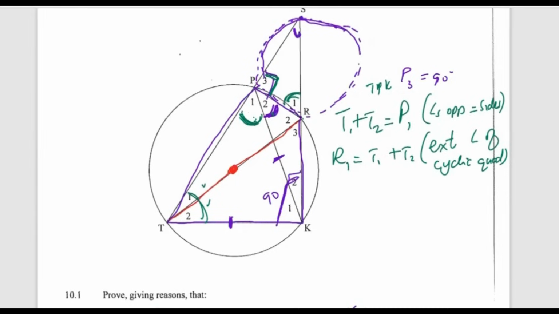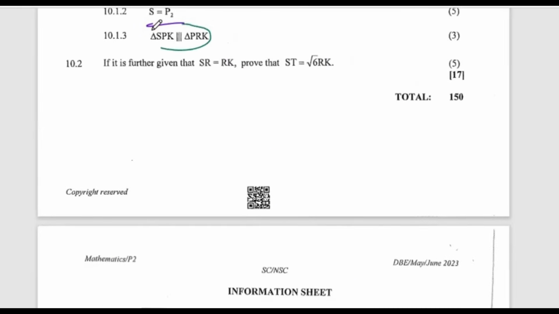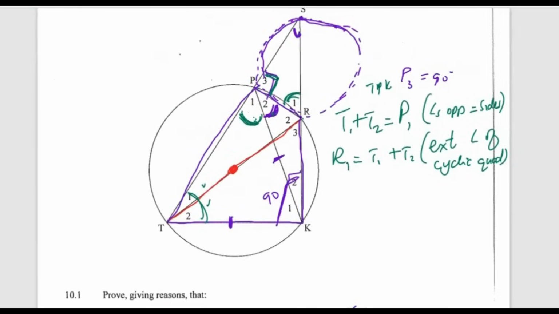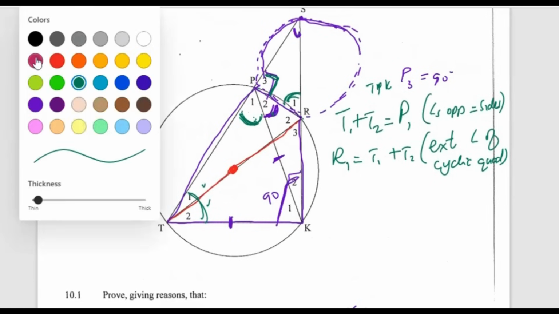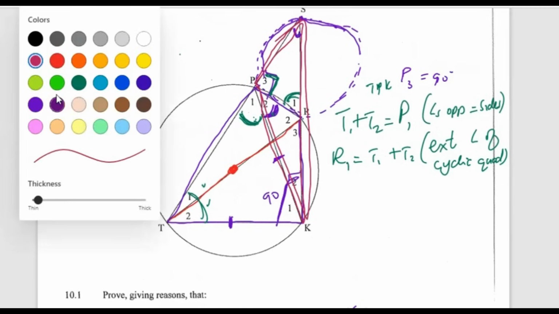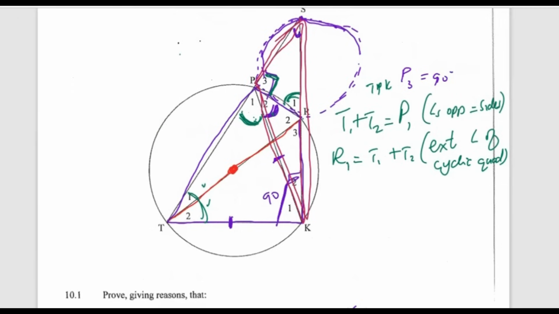10.1.3. The question is asking us to prove that SPK is similar to PRK. SPK, just highlight it. That SPK, this big triangle, is the same as, which one is the black one? PRK. This one. Let me put that as okay.